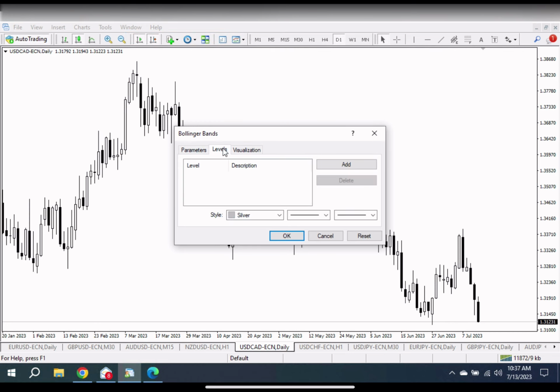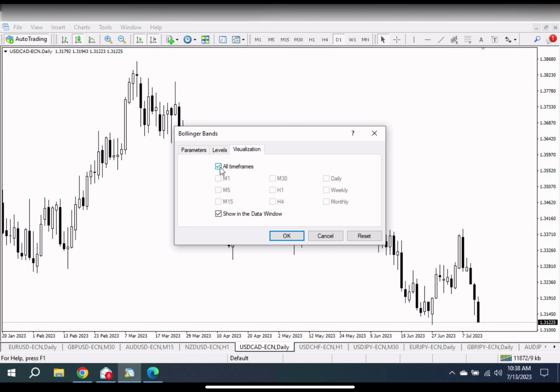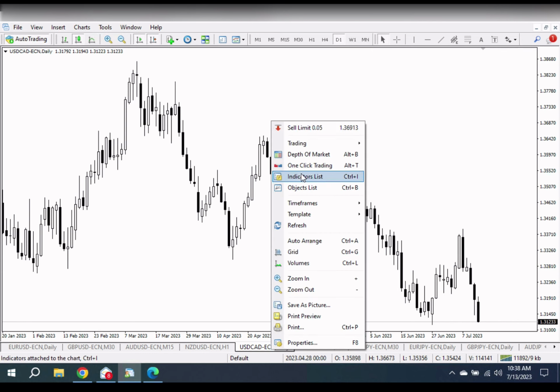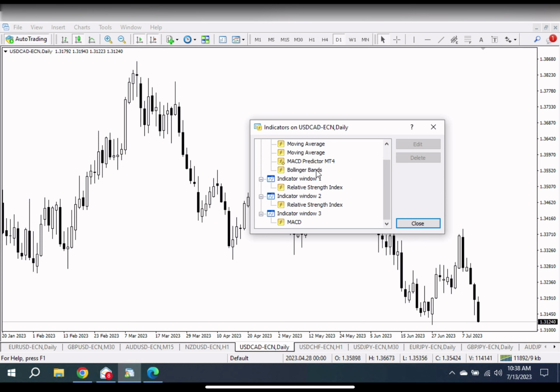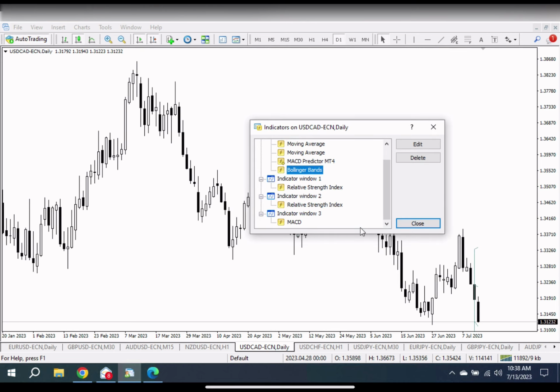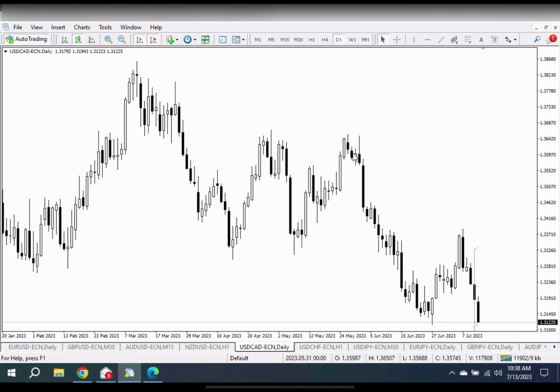So these are the parameters. We do not have to change anything in the parameters. Visualization, if I don't change this, it will be visible on all time frames. We are talking specifically about the scenario on the daily time frame, so let's keep it specific to the daily time frame. And Bollinger Band should be visible. It's not showing, so I should right click and go to the indicator list, and I need to check what happened. Oh, I placed it on the weekly by mistake. I should keep it on the daily. All right, okay. So now the Bollinger Band will appear.